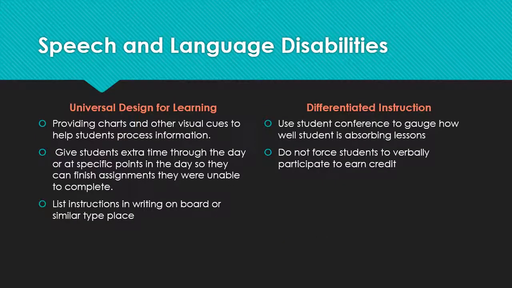So for speech and language disabilities and universal design for learning, I think that charts can help students a lot. And not only do the visual cues help students with language and speech disabilities, but that also helps your students who are visual learners. Giving students extra time is always a great way to help any disability in the classroom. And then for differentiated instruction, talking with the student one-on-one gives them plenty of time to process and talk back to you so you can gauge where they're at.